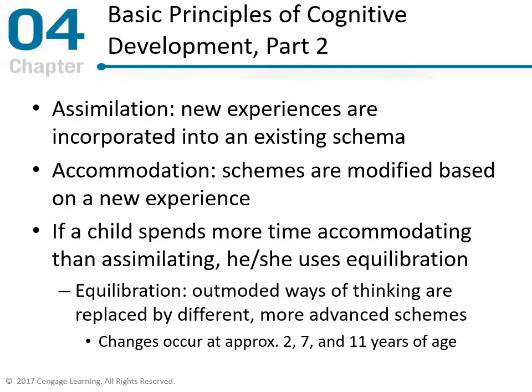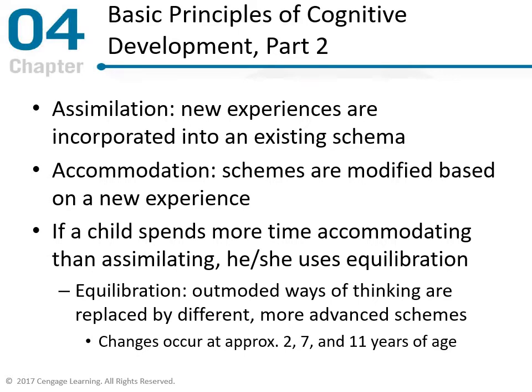So let's take a look at how these schemes develop. How do we go from that infant to the preschooler, and how does that cognitive development start to group those categories? There are two things you want to know: assimilation and accommodation. When you're thinking about how schemes group these categories, think Piaget, assimilation, accommodation. So what are they?